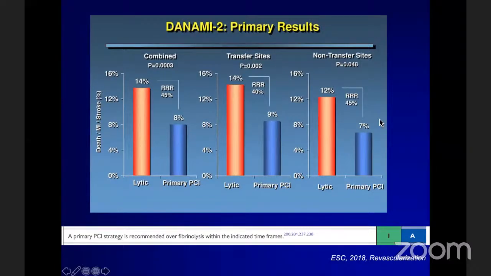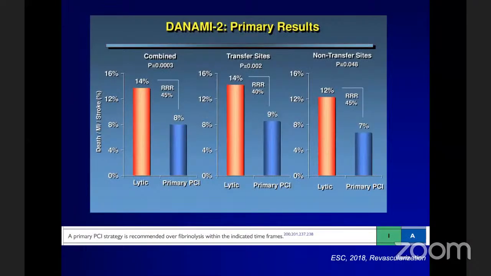Even though there is also a remarkable difference between patients received directly at a primary PCI capable center, who did better than those received in a hospital not capable of primary PCI. Because of this, the European Society Guidelines 2018 recommend a revascularization strategy over fibrinolysis within the indicated time frame. As we said before, time is muscle for revascularization. So all this benefit of primary PCI is achieved within the time window of 2 hours with transfer or 1 hour in a hospital with a cath lab.